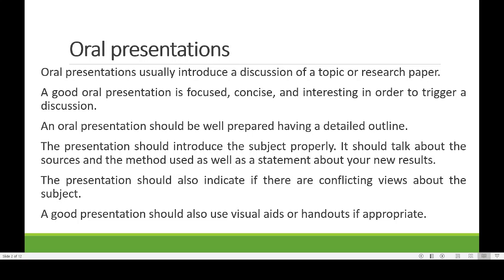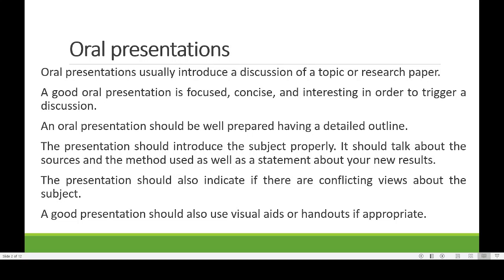A good oral presentation is focused and concise. What is the meaning of that? For your next year project presentation, you are getting only 7 minutes: 5 minutes for the presentation and 2 minutes for the discussion. So you cannot make an elaborate discussion. You cannot make hundreds of slides. You can only take 10 slides. That is the maximum that will be possible.